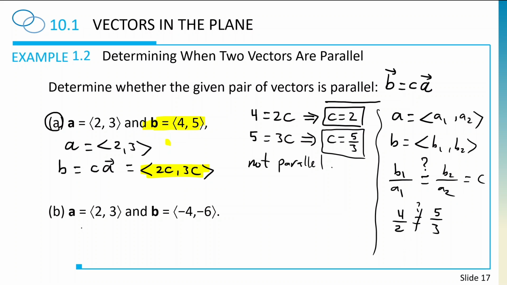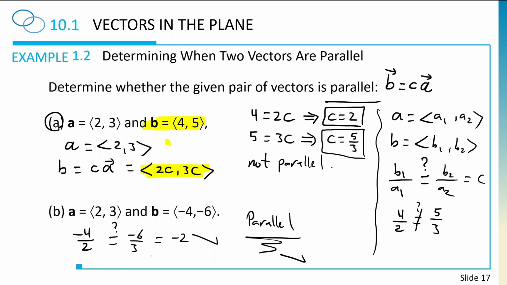Now looking at the second question, I'll use my technique. I'll take first component divided by first, second divided by second. So I'll check negative 4 divided by 2. Is it equal to negative 6 divided by 3? Notice both of them equal negative 2, which is correct. So that means they are parallel lines.